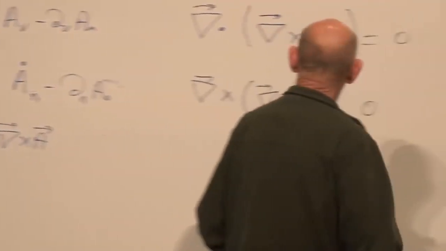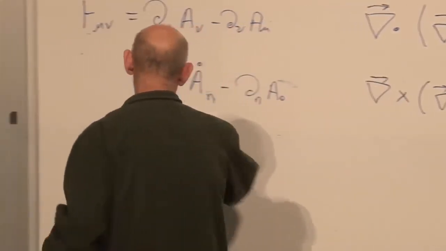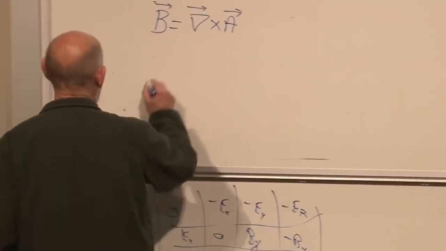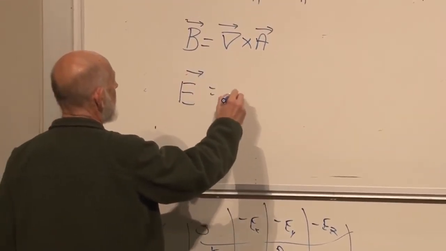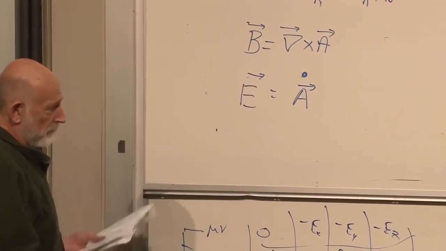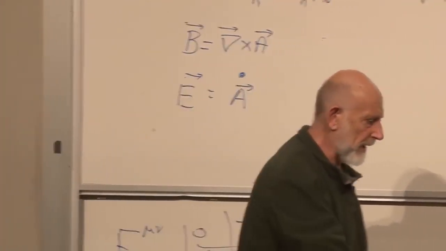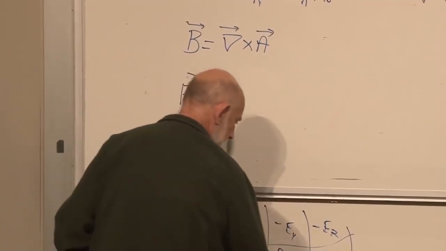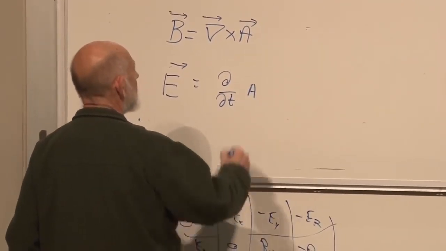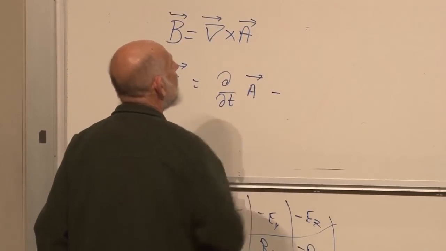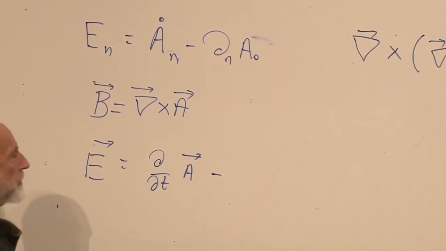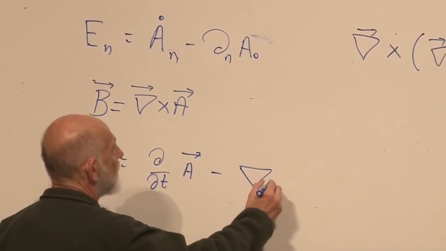Let's go back to the definition of the electric field. Let's write it over here. Let me just write this as: the electric field is equal to the time derivative of the vector potential, d by dt of A, minus the derivative of A naught with respect to x n, that is just equal to the gradient of A naught.